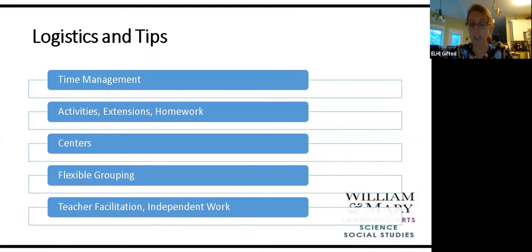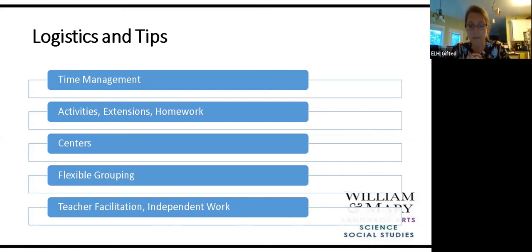It's really up to you how you want to build that in. Same with extensions. They offer extension ideas for every lesson, but it depends on your time and what you want to do with it. And maybe your first year, you might decide, I'm just going to stick to the basic lesson that they give me and really get to know that well first. So that's up to you.